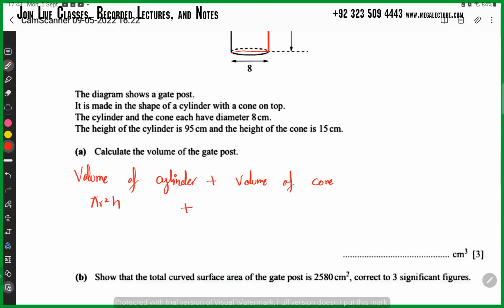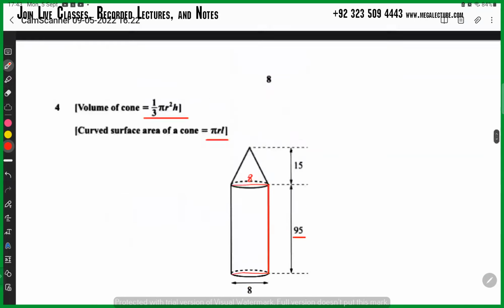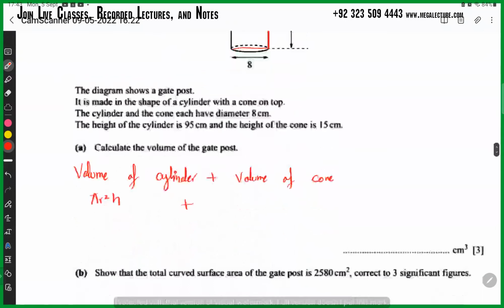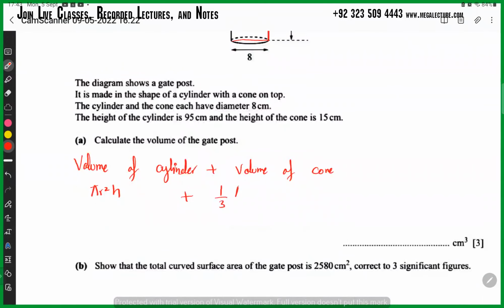And what is the volume of cone? Let's go and see. Volume of cone is 1 by 3 pi r square h. So it's 1 by 3 pi r square h. That is it. So what is the volume of cylinder?